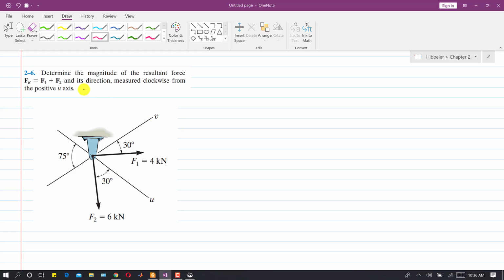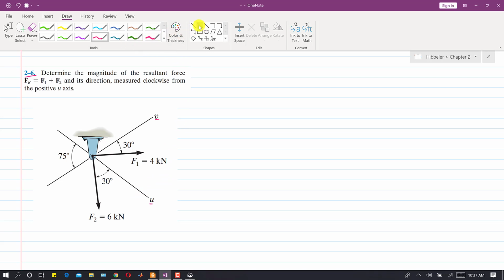I am going to solve this problem 2.6. In this problem, it is said to determine the magnitude of the resultant force and its direction measured clockwise from the positive u-axis, right? So in this diagram we have this u-axis and this v-axis, and we are required to find the resultant of these two forces with such orientation. We are also asked to find the angle of the resultant with this u-axis, and that angle should be measured in the clockwise direction.